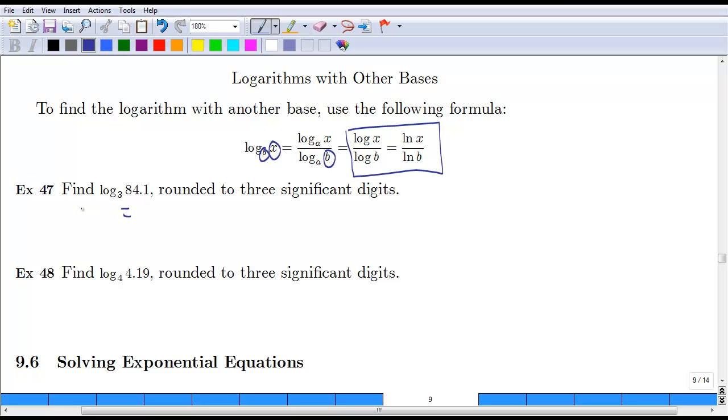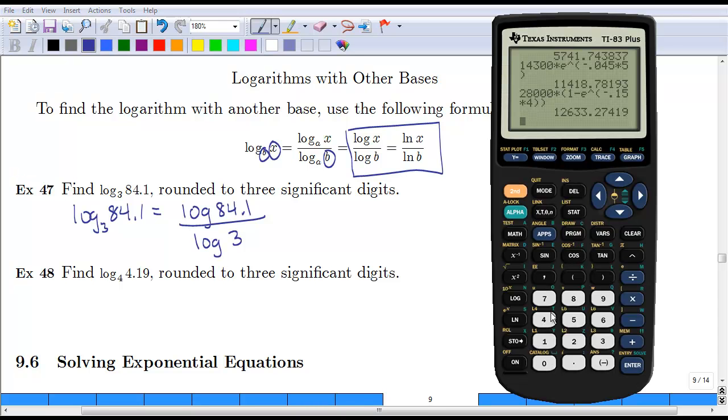And so the change of base formula says that if we have log base 3 of 84.1, then we can take either the common logarithm of 84.1 over the common logarithm of 3, or we can use the natural logarithm. It's up to you which one you want to use. And so we plug this into the calculator and we say, okay, we want the logarithm of 84.1. Make sure to close that parentheses, then divide by the common logarithm of 3, and close that parentheses. And you end up with 4.03.